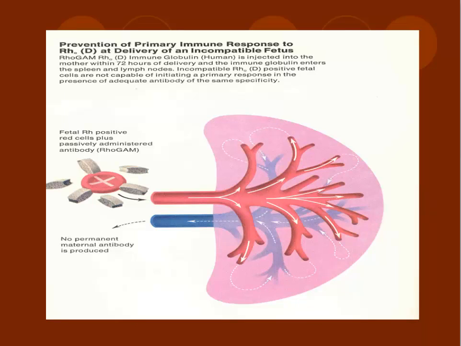Giving mom the anti-D antibody is called passive immunization. The antibody lasts long enough to destroy fetal blood cells in the maternal bloodstream, and then it's gone. Mom never mounts her own immune response, and future Rh-positive fetuses are protected against Rh disease.